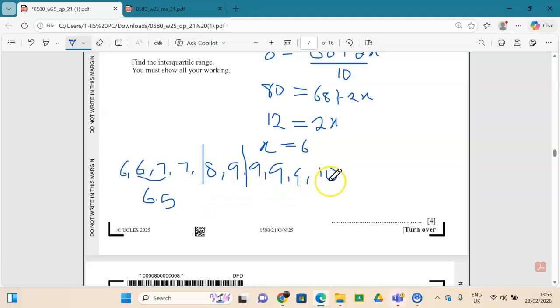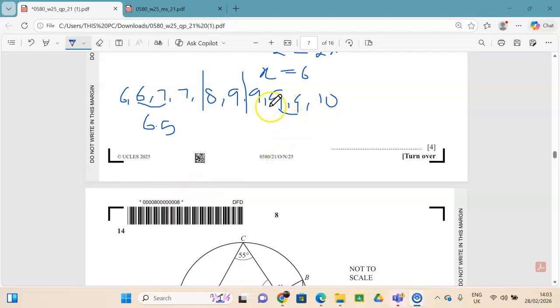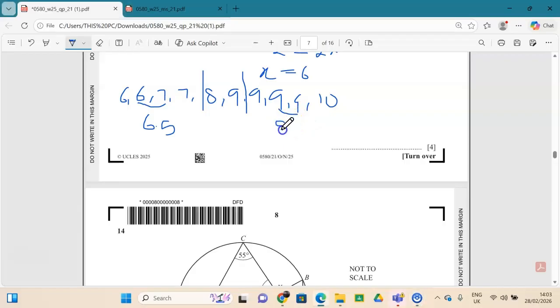Now we'll come to the upper quartile. The upper quartile becomes the median of these four numbers from the right-hand side. So the median number here should be 9 and 9, and 9 plus 9 will be 18, divided by 2, and that will give us 9.